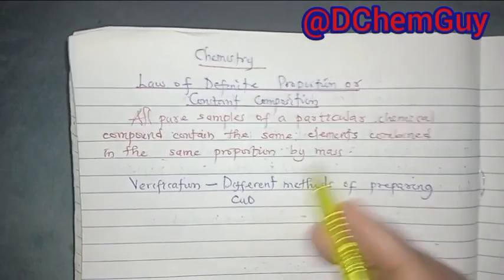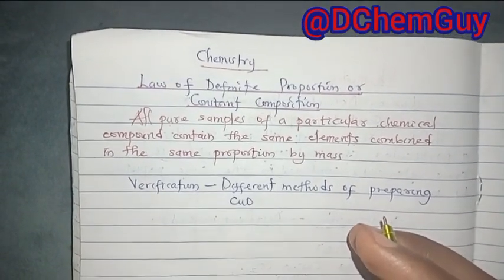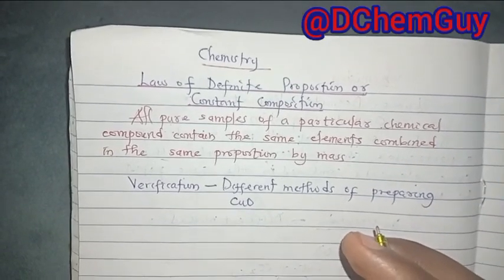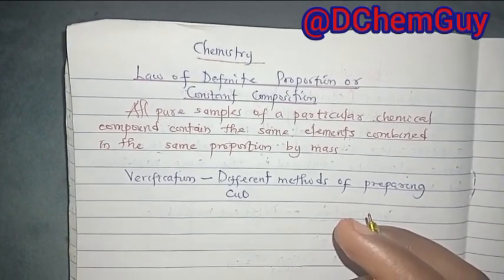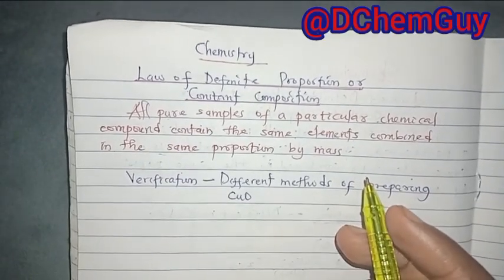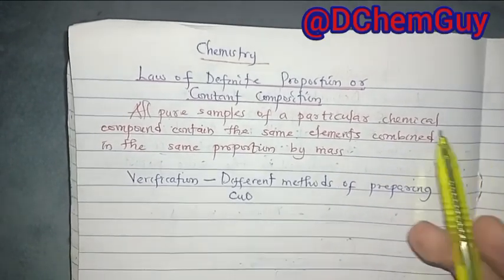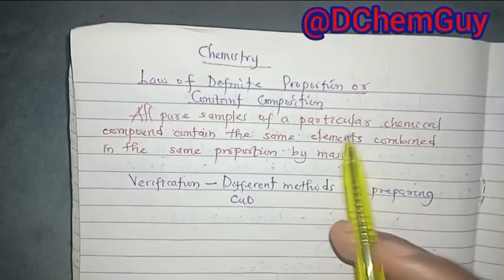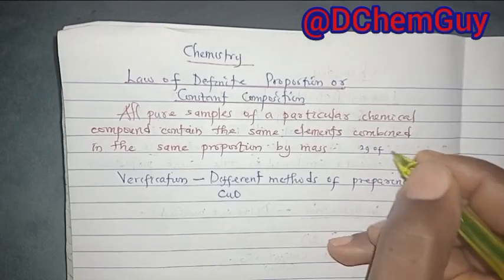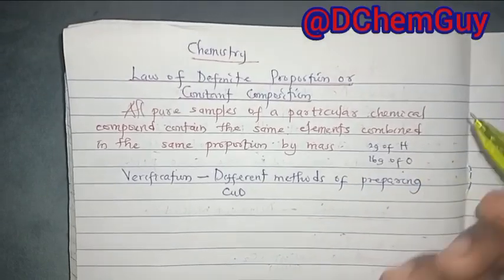So it also means that if you get, for instance, pure water, the chemical formula of water is H2O. So when you get pure water anywhere in the world, the combination will always be H2O, that is two hydrogen to one oxygen. If you take the molar mass of hydrogen, that's 2 grams, and oxygen is 16 grams. So water anywhere in the world has 2 grams of hydrogen combined with 16 grams of oxygen.